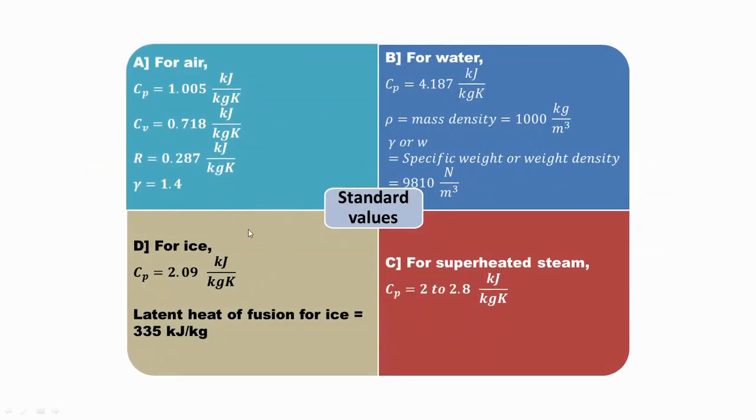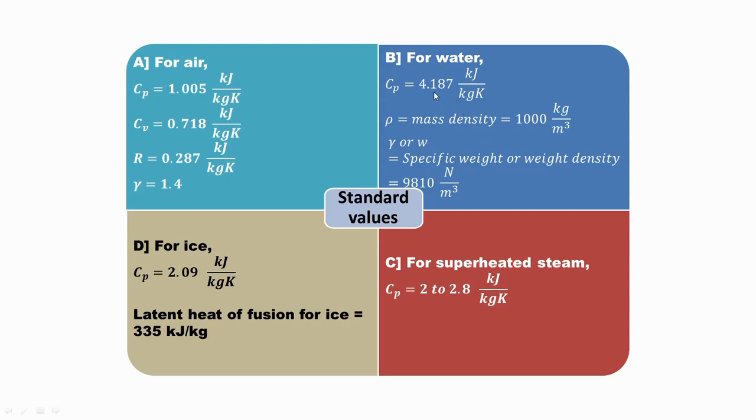Now we have to remember certain standard values before we learn thermodynamics. So specific heat at constant pressure is 1.005 kilojoule per kg Kelvin. We are talking about air. Cv, that is specific heat at constant volume, is 0.718 kilojoule per kg Kelvin. Characteristic gas constant is 0.287 kilojoule per kg Kelvin and gamma is 1.4. We'll be seeing this part in detail in our theory lecture.